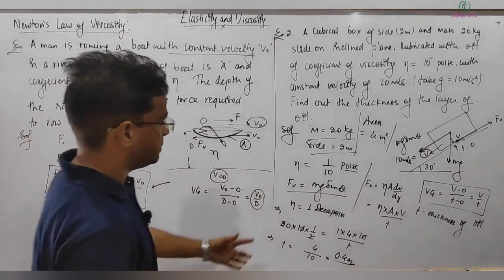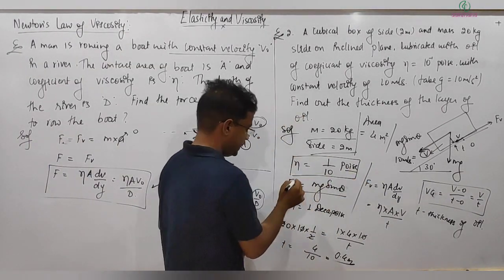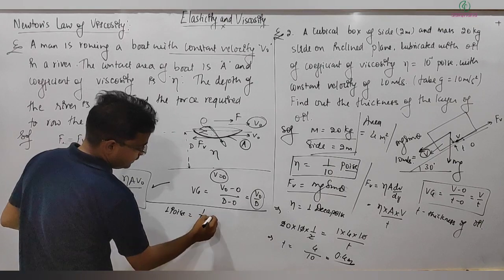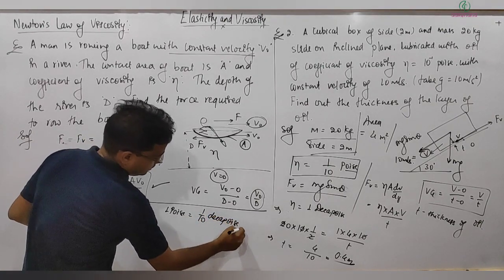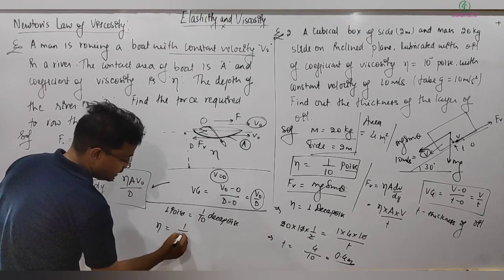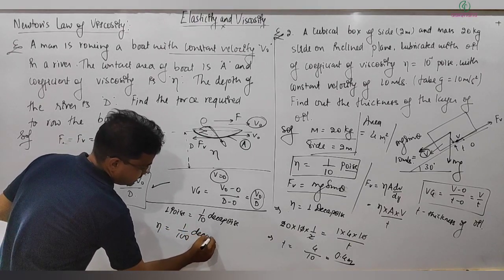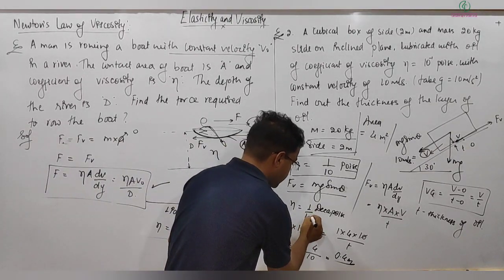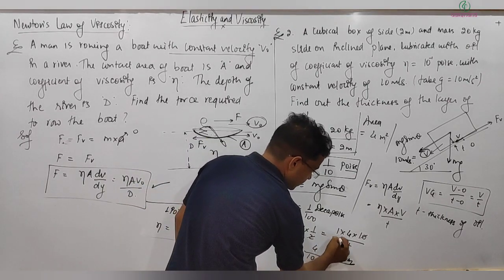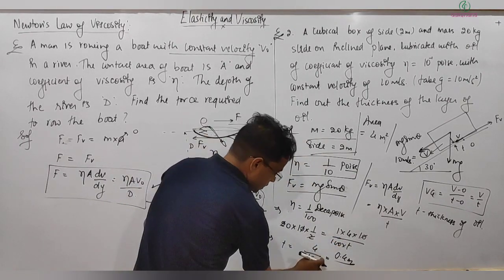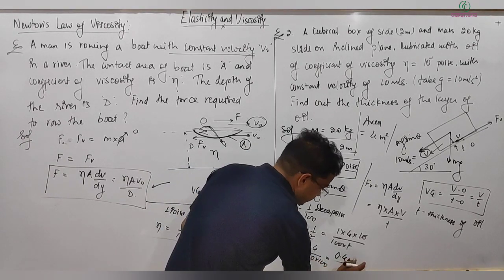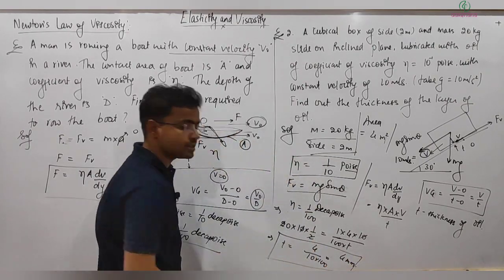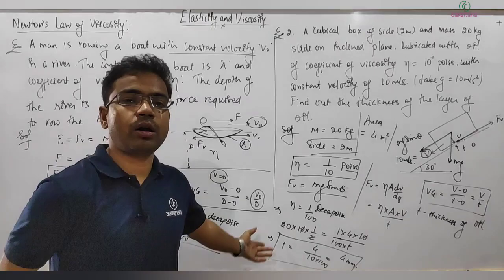Okay, just wait, I made one mistake. So eta is given as 1 by 10 poise, and let me write it here. We know actually 1 poise is equal to 1 by 10 decapoise. So actually here eta will be equal to 1 by 100 decapoise. I made a mistake here. Then substituting it, it will be 1 by 100 multiplied by this, so it will be 100, then it comes out to be simply 4 mm. This is the correct answer. So the thickness of the lubricant or oil here will be 4 mm.